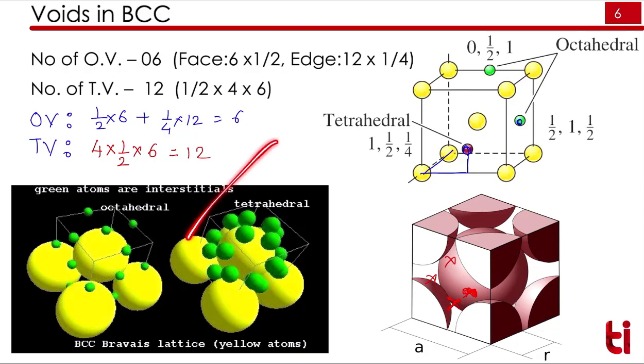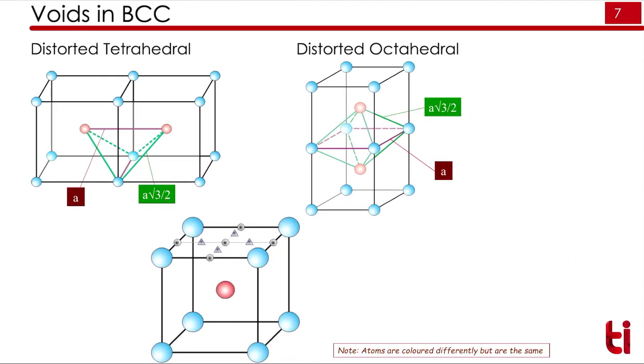You can have a look at these images for your understanding. Again, the void in BCC is shown here. Tetrahedral means it touches 4 other atoms, and that is how it is shown here. These are atoms at the corners. This atom is at the body center, and again there is an atom at the body center. So it is in between these 4 atoms. It will form a tetrahedron there. So your void position is here on the face.